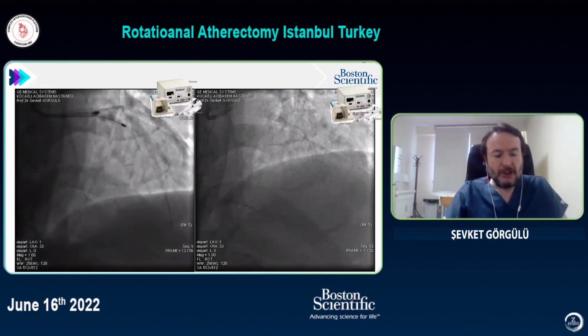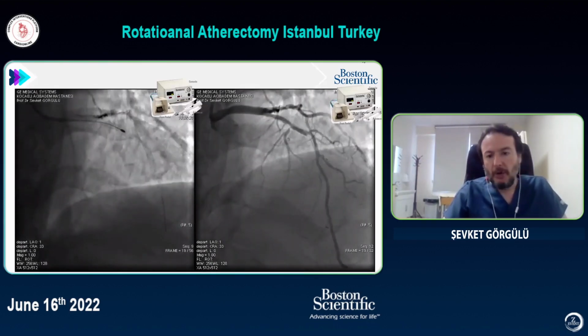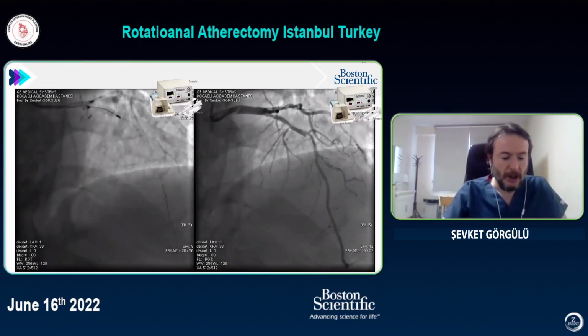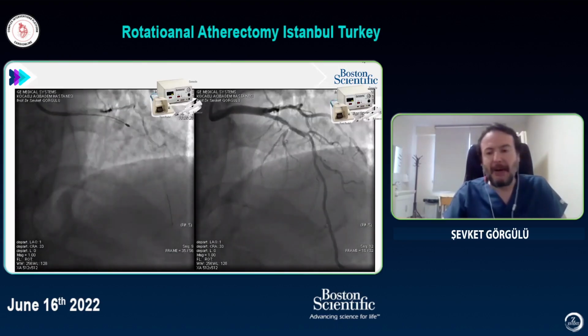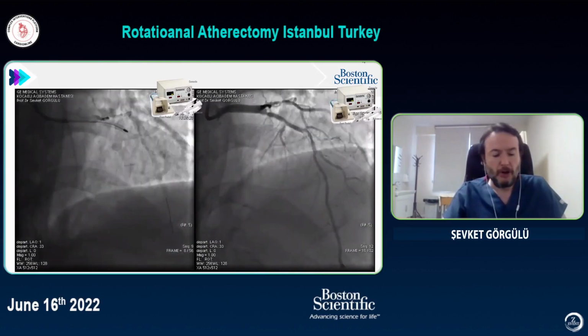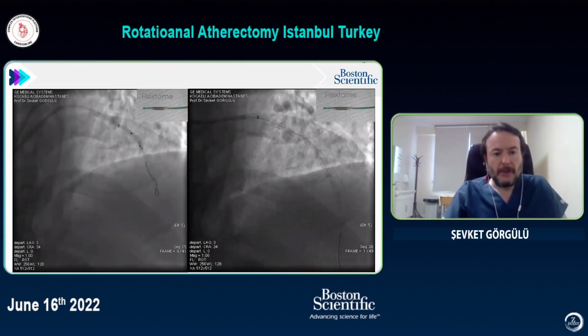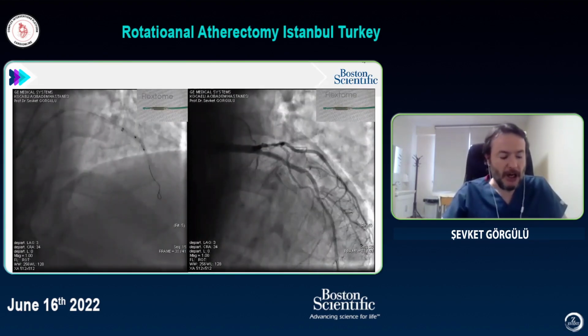So first we did rota with 1.5 burr. This is how it looks on the left screen, on the right screen after rota. And the luminal gain is evident with some debulking of the nodule. So the first FlexStorm ruptured at the lesion site at nominal pressure.